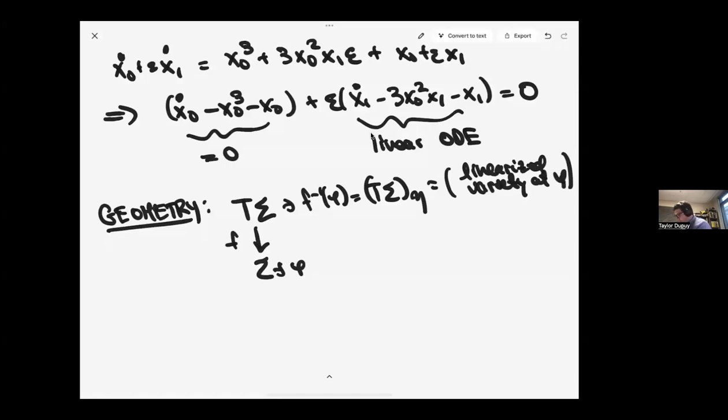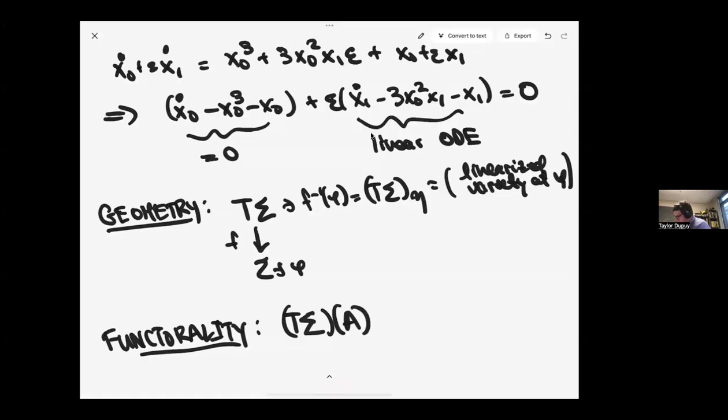In terms of functoriality, or the interpretation in terms of functor points, if you have a differential algebraic variety, or a differential ring, and you look at the A points of it, it's the same thing as looking at the A adjoin epsilon mod epsilon squared points of your original variety.